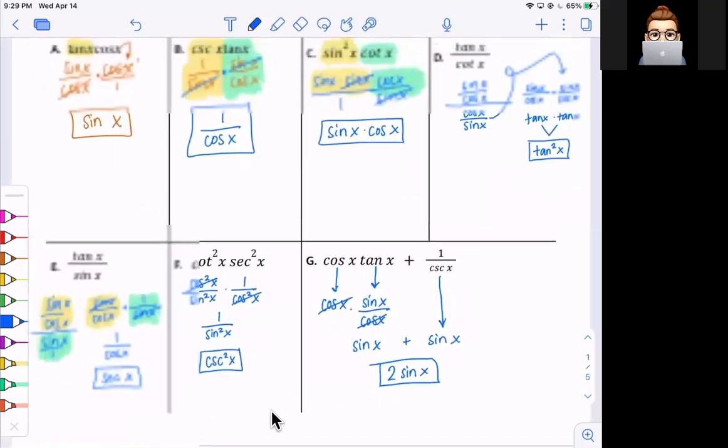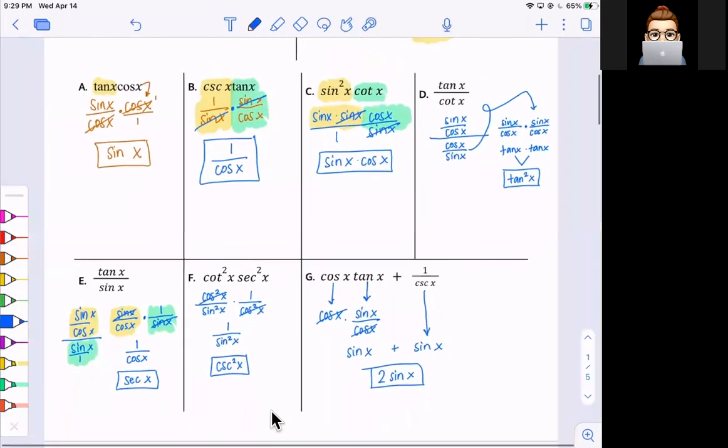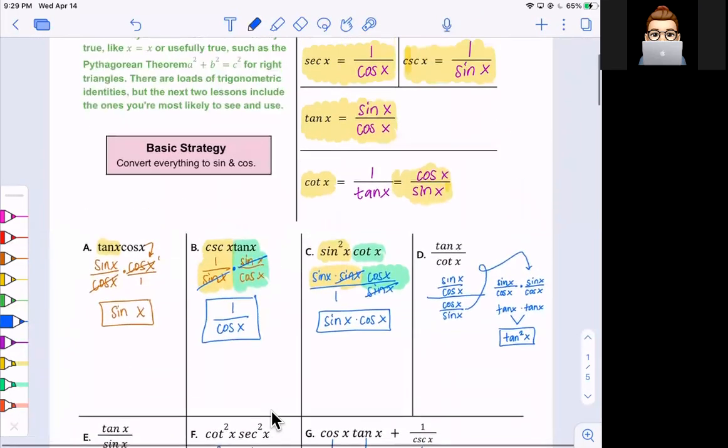All right. So it's a lot of just changing things into other things. My basic strategy always is to convert everything into sine and cosine unless I see a shortcut or a faster way.